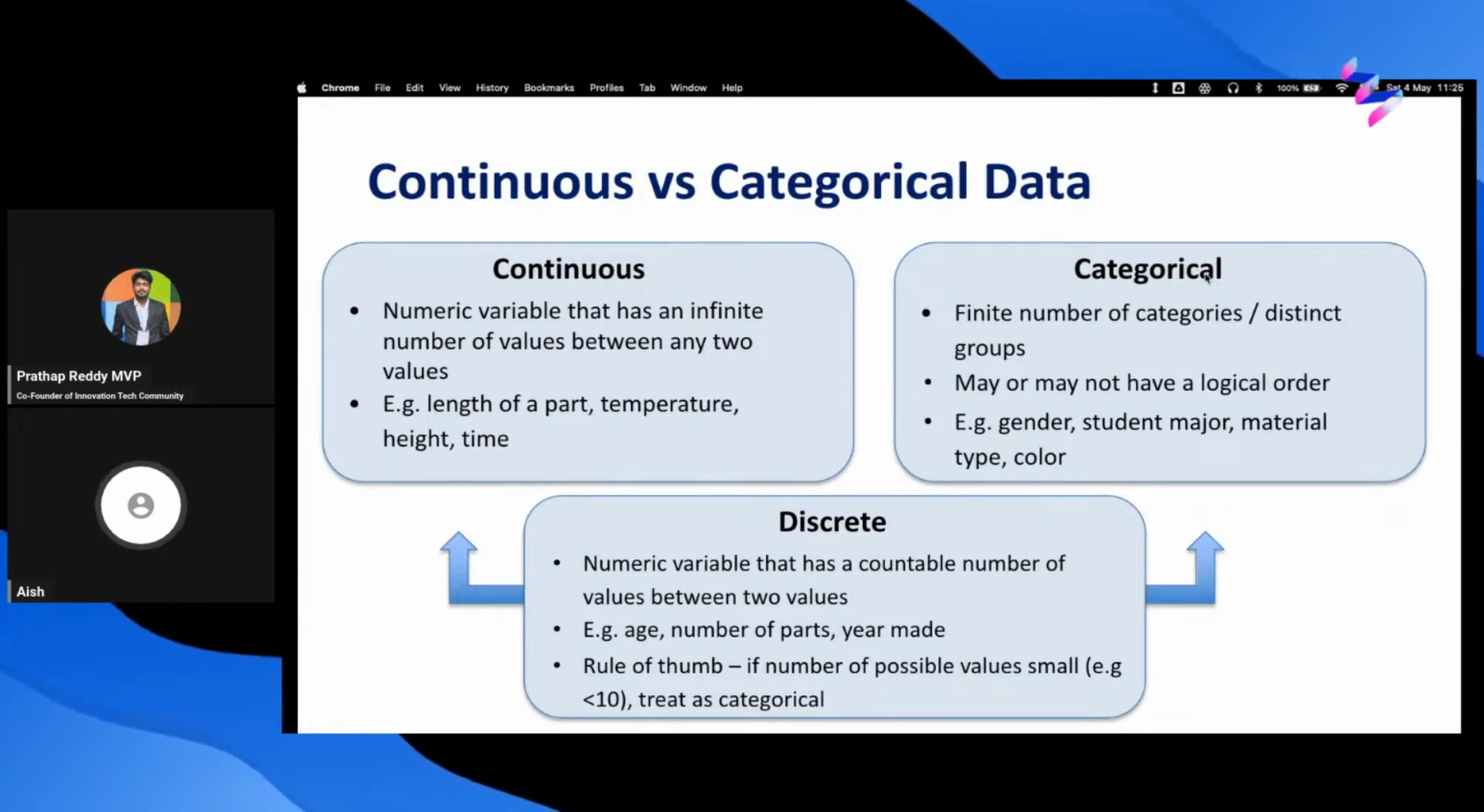And then you have categorical data, where there are a finite number of categories and groups, and your answer will always fall under one bucket or the other.